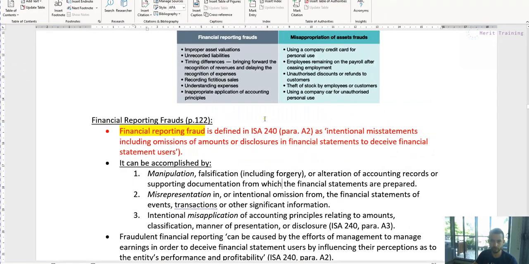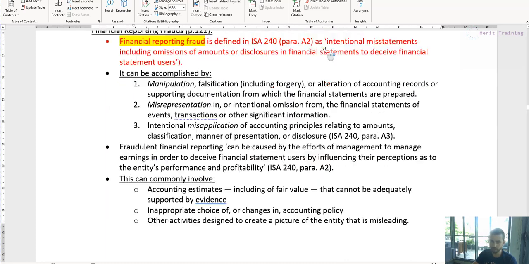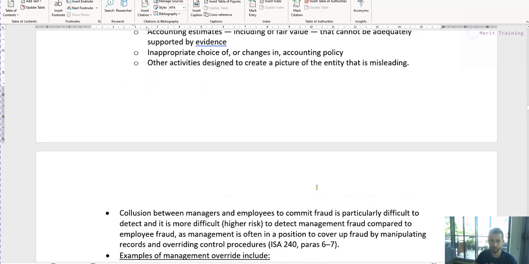So financial reporting fraud is defined in ISA 240 as intentional misstatements, including omissions of amounts or disclosures in financial statements to deceive financial statement users, which can be accomplished by manipulation, including forgery or alteration of accounting records, or misrepresentation, which is intentional omission from the financial statements of events, transactions, or other significant information. And then C is intentional misapplication of accounting principles relating to amounts, classifications, manner of presentation, or disclosure. So this can commonly involve changing accounting estimates to get a beneficial result, incorrect choice of accounting policy to get a better result, or other activities to create a picture that is misleading.